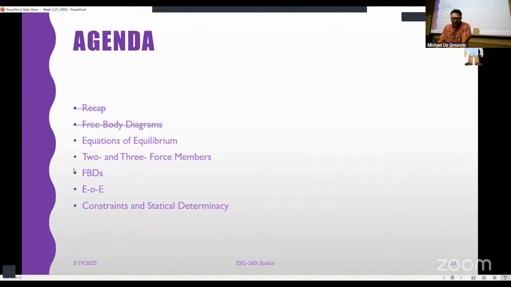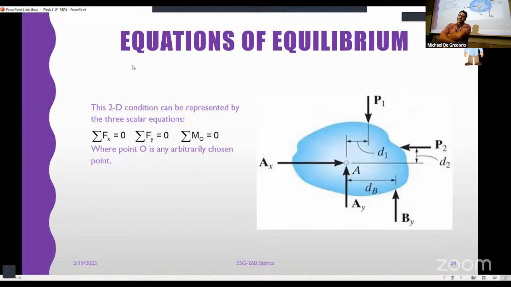All right, cool. Let's talk about equations of equilibrium. 2D conditions can be represented by three scalar equations. Remember, whenever we break down into components, we are talking about scalars. We've been doing this. Sum of forces X, sum of forces Y, sum of the moments about some arbitrary point O, which is a horrible name because some people think that means the origin, which it could be, but it's just any point. You can call it P, whatever you want.